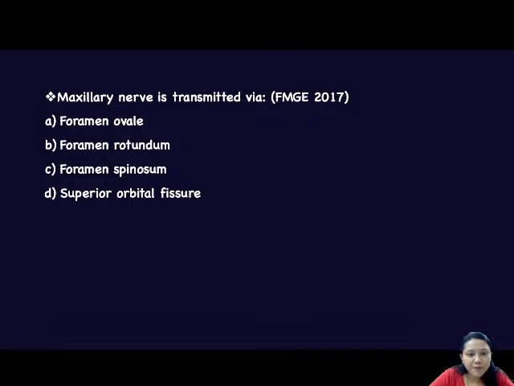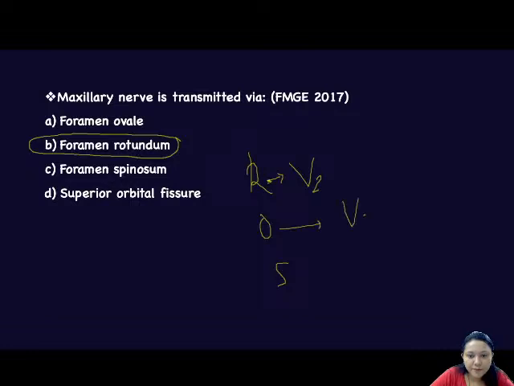So it is transmitted via the foramen rotundum. You have studied ROS. Through rotundum goes your V2. Through ovale you have V3, and through spinosum you have the recurrent branch of V3. So the answer here is foramen rotundum. Okay?